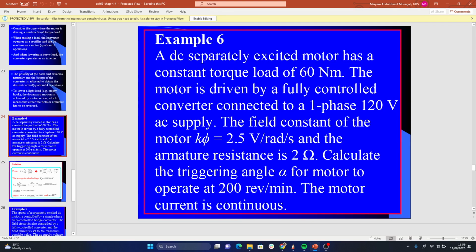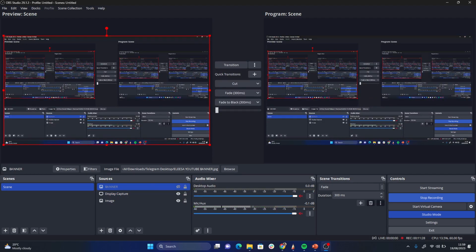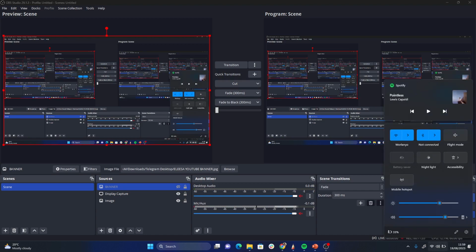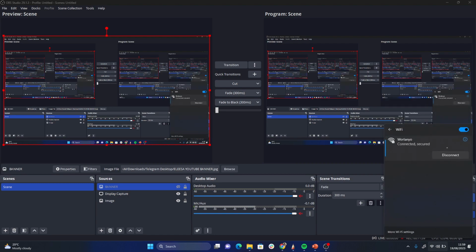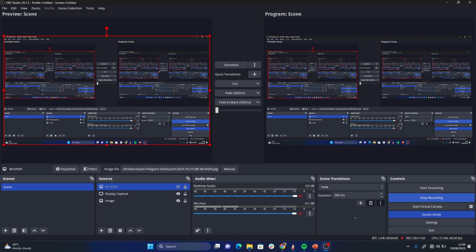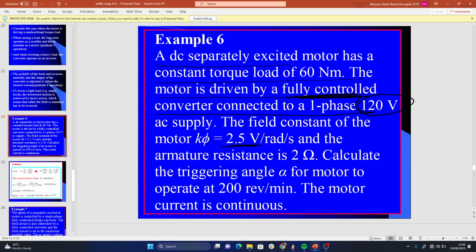Okay, so let's take a question. Example 6. A DC separately excited motor has constant torque of 60 Newton meter. The motor is driven by a fully controlled converter connected to a single phase supply. This is the supply voltage, the VS, the V in the formula. The field constant is 2.5. Then I have my RA to be 2 ohms. Calculate the triggering angle alpha for the motor at 200 rev per minute.